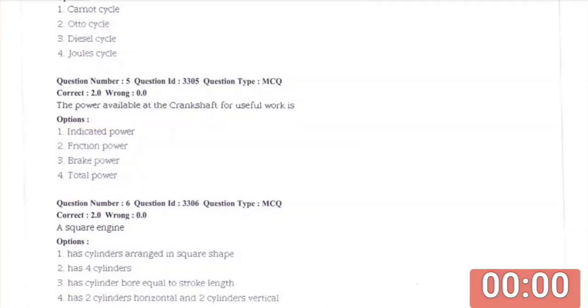Square engine has cylinder bore equal to stroke length. An engine is called a square engine when its cylinder bore diameter and stroke length are almost equal, which forms a geometrical figure of a perfect square. The bore to stroke ratio is almost 1:1 in square engine design, and it's a very important question. It is asked in many exams, from SSC JE to GATE IES level exams also. So please understand the concept behind the question.